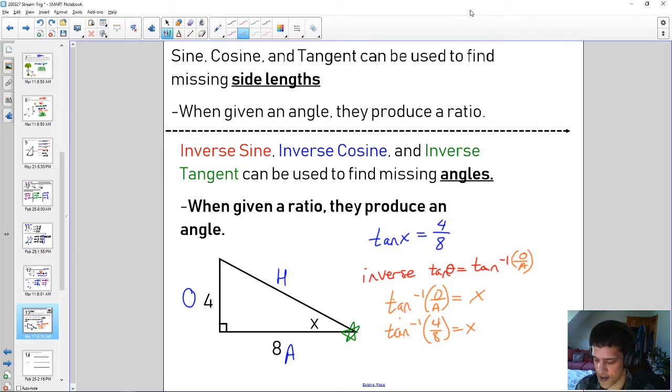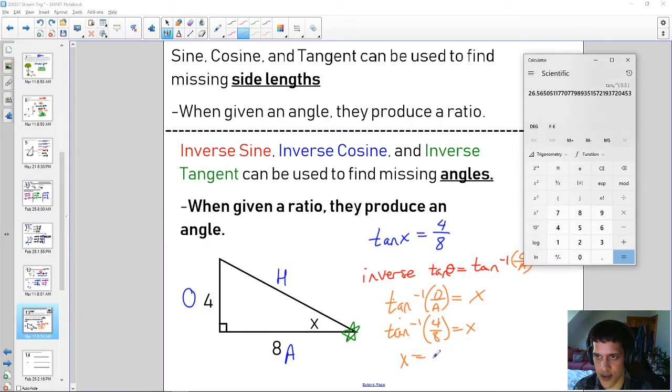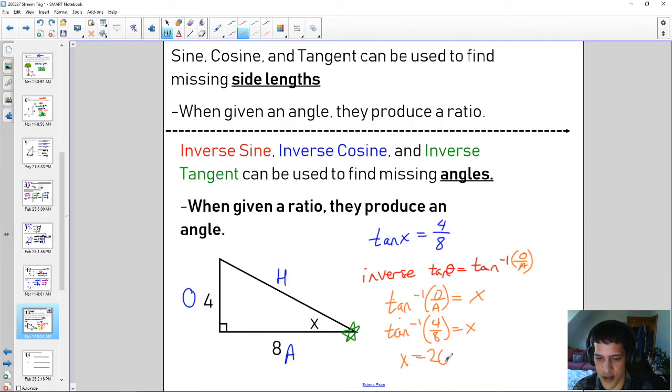So tan negative 1 of 0.5 is 26.6. If you got something that doesn't make sense, make sure that you're in degree mode and not radian mode. We're going to learn about radians later, but radian is another unit that we use to measure angles. So we put that in the calculator, we get x equals 26.6. That's how we find missing angles.